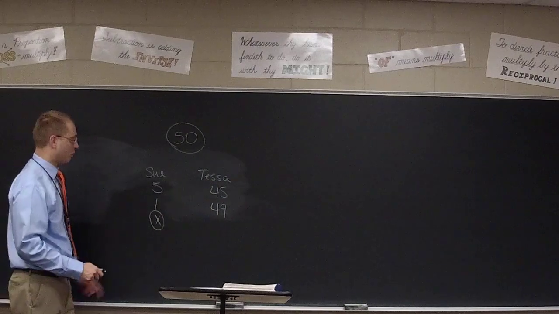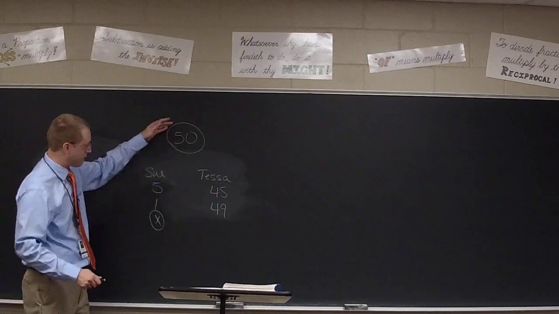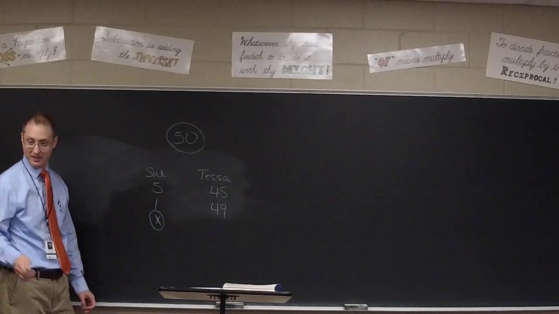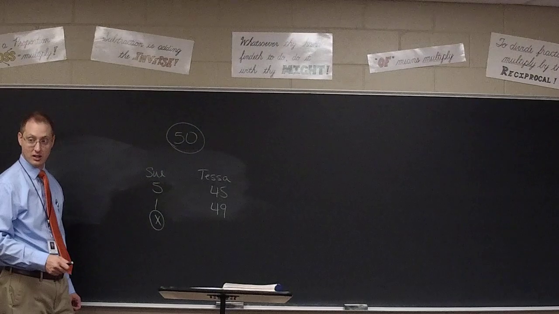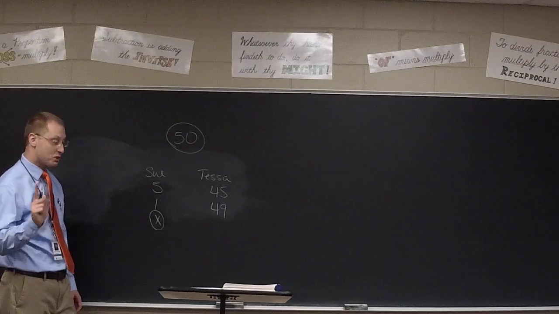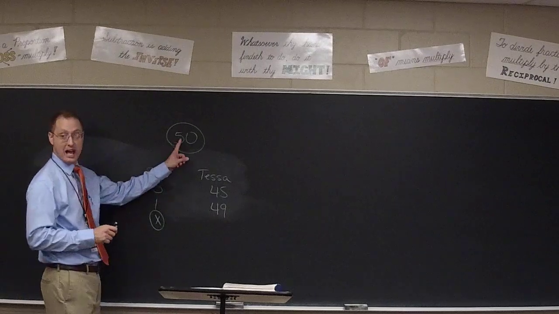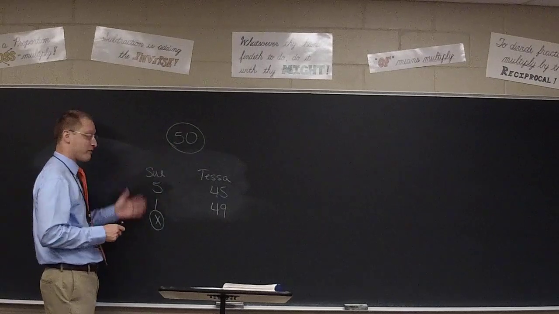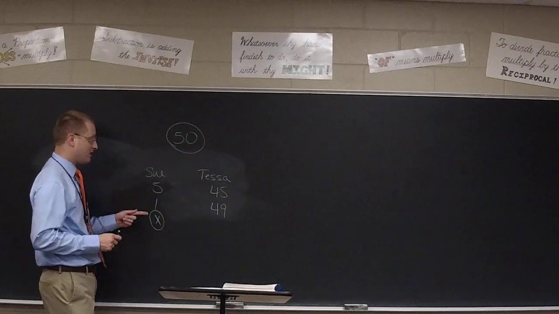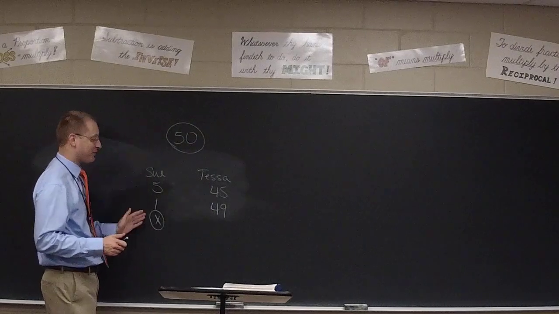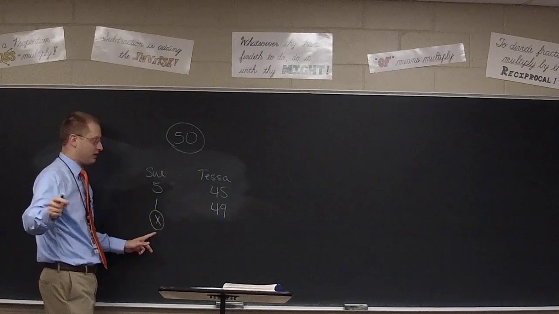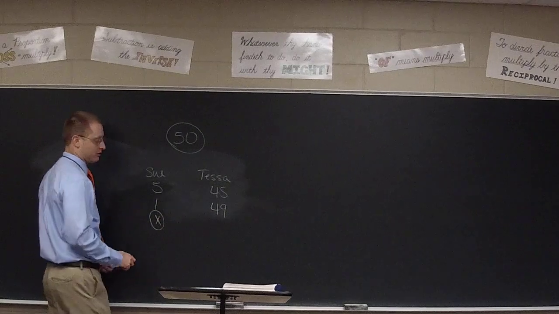Gavin? We're adding 50 plus 5 equals 45 and 50 plus 1 equals 49? No, we're not. What are we doing? So we're subtracting, right? We're taking the 50 books they have together, and we're subtracting however many Sue has. If Sue has 5, we subtract 5 to get 45. Sue has 1, she doesn't read a lot, we subtract 1 from 50 to get 49. So if Sue has x, Gavin, how many books does Tessa have?